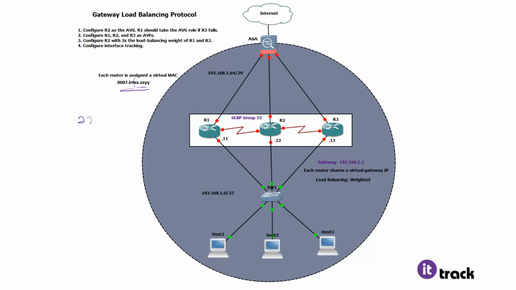So we have a GLBP group number of 22. And if you remember from binary, 2 to the 16th is what? 65,536.